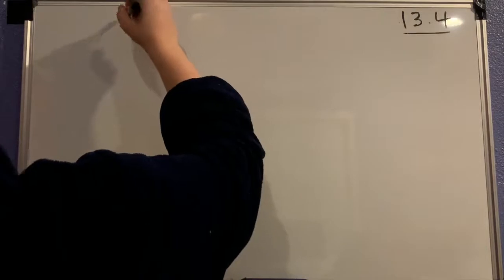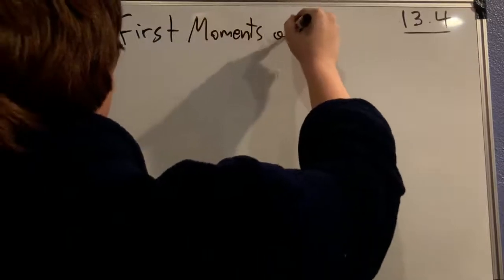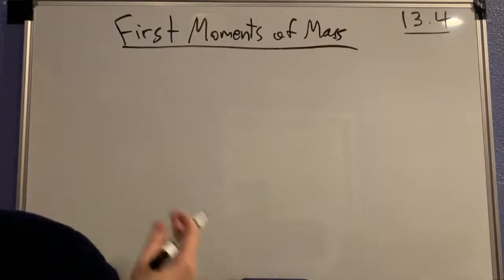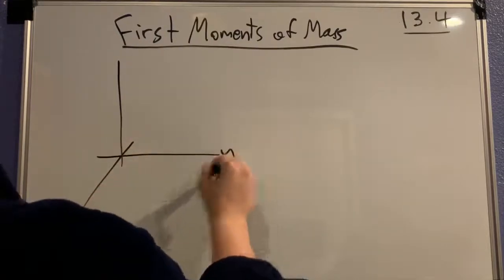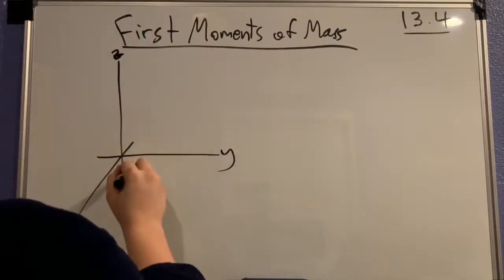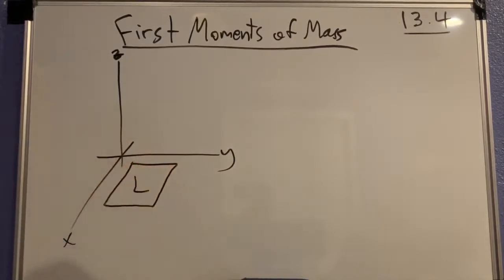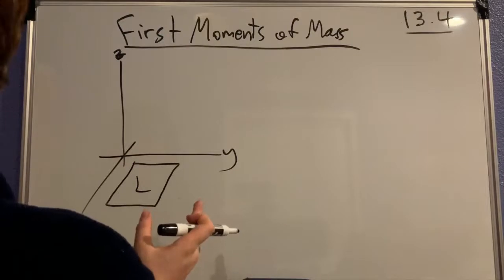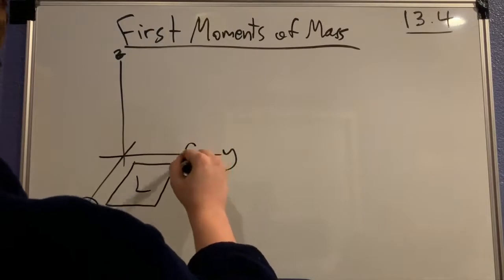So you can title this First Moments of Mass. Now, I'm going to draw a graph and I'm going to leave it up for the next couple parts. It's just going to be a simple 3D graph, try to copy mine, y, x, z, of a rectangle. And this will just represent a lamina. Now, remember that the first moment of mass was the tendency to rotate about an axis. In this case, about the x-axis and the y-axis.